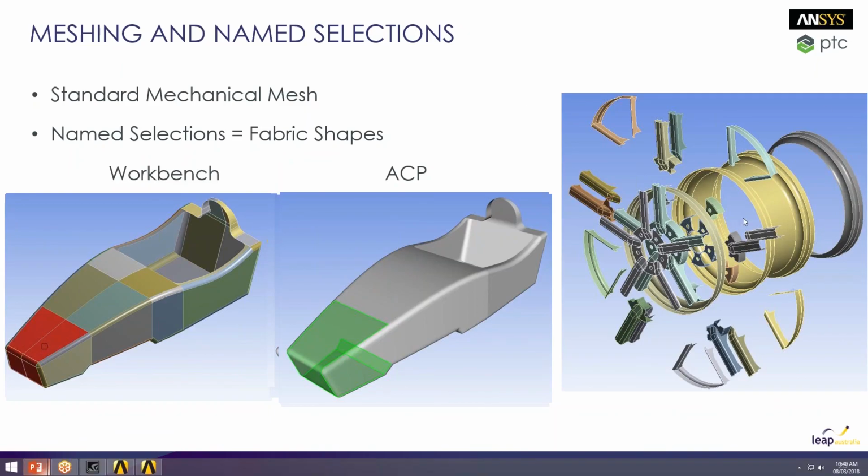This can get quite complicated when we're dealing with a lot of different structures. This is a composite wheel model. It's been exploded to show the number of different fabric shapes. There would be different reinforcement areas that we're bringing into ACP. I'll show you some of the tools in ANSYS Mechanical to specify these fabric shapes.